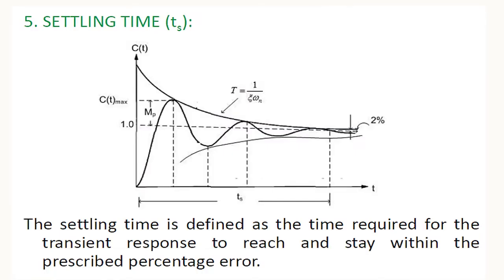The last part is the settling time. The settling time is defined as the time required for the transient response to reach and stay within the prescribed percentage error, that is 2% or 5%.